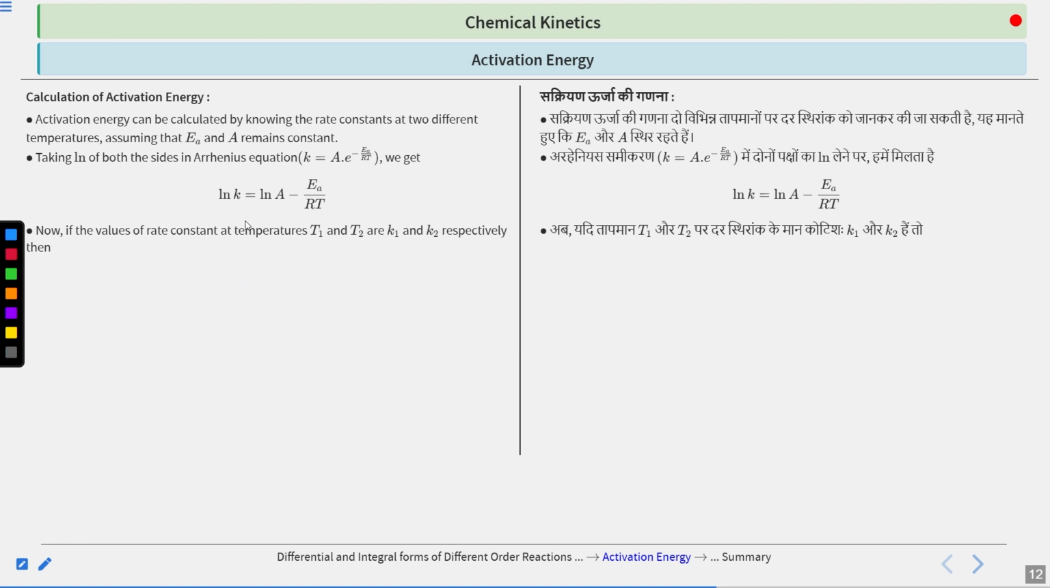We have taken two different temperatures T1 and T2, and at these two temperatures we have the values of the rate constant K1 and K2 respectively. Then we can write for the first case, for temperature T1, ln K1 equals ln A minus Ea by RT1, because the temperature is T1 and the rate constant is K1. In the next case, we take the temperature as T2, and for that case the rate constant becomes K2, and this is the whole equation. So these are the two equations at two different temperatures.